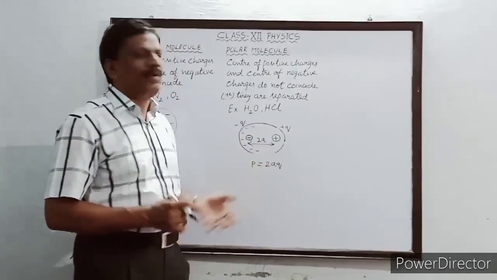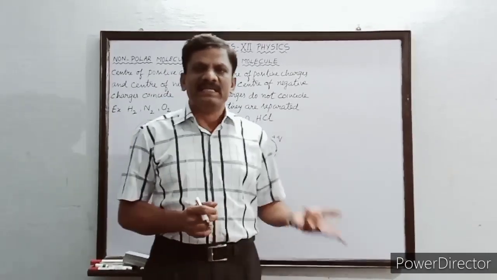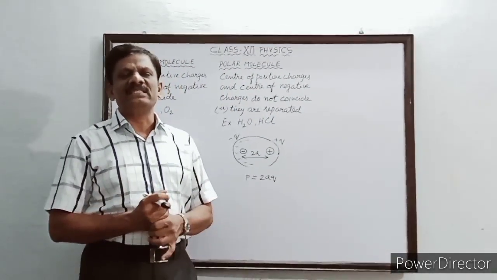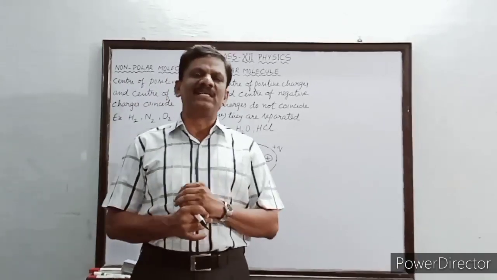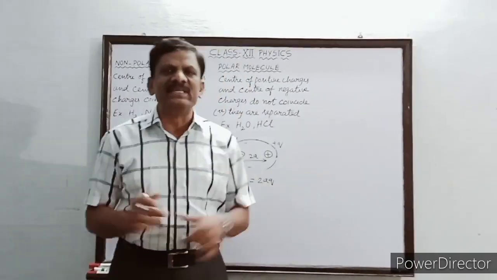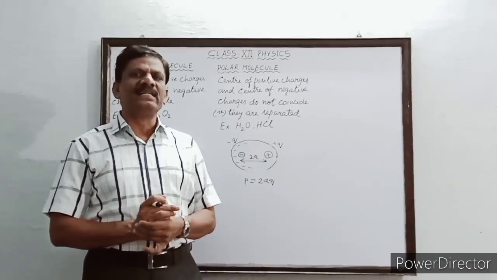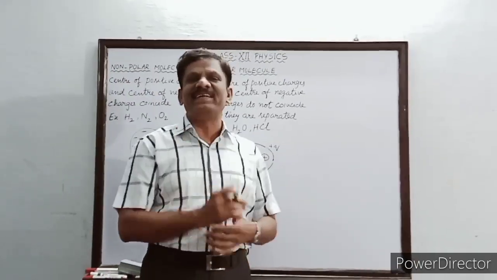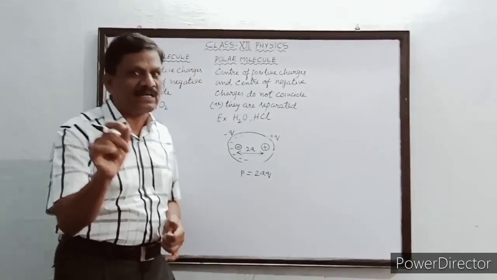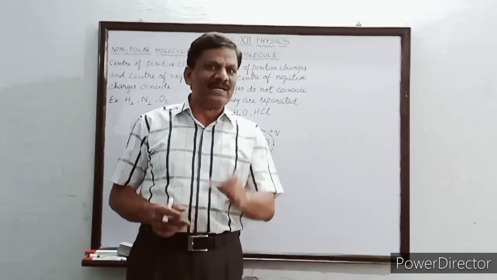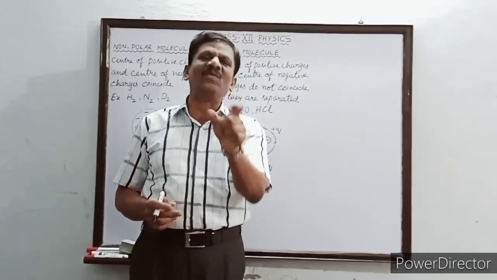Now, if you come to the polar molecule, how did we define it? It is a molecule in which the center of the positive charges and the center of the negative charges are separated from each other. That is, they do not coincide with each other. As a result, they possess a permanent electric dipole moment of their own. This is very important, my dear students. The polar molecules will possess a permanent electric dipole moment of their own.